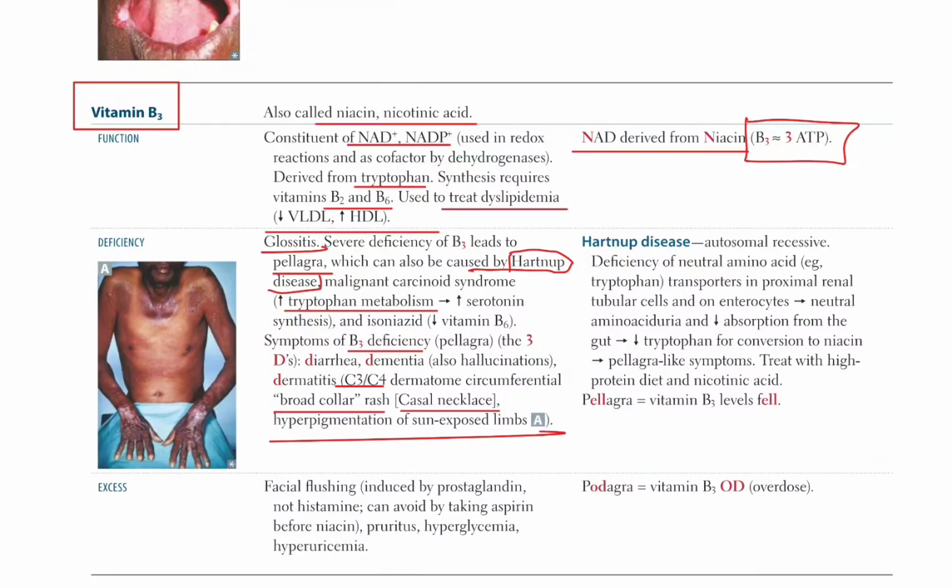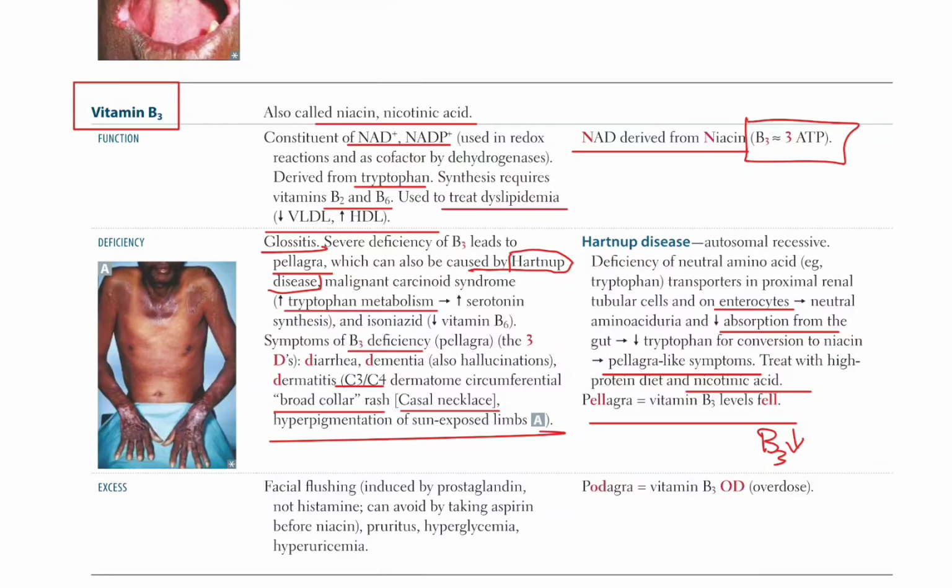Hartnup disease is an autosomal recessive deficiency of neutral amino acid transporters, for example for tryptophan, in proximal renal tubular cells and on enterocytes. This causes neutral aminoaciduria and decreased absorption from the gut, so less tryptophan is available for conversion to niacin, leading to pellagra-like symptoms. It is treated with a high protein diet and nicotinic acid. Pellagra happens when vitamin B3 levels fall.